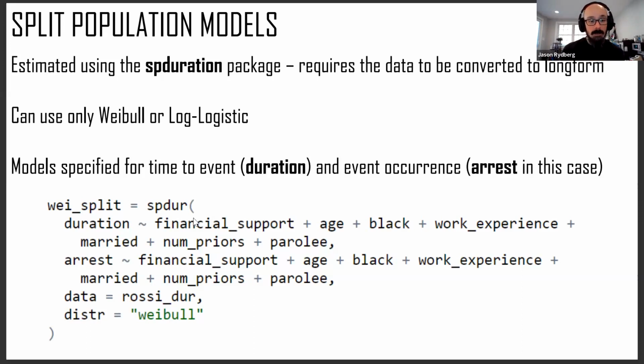I know I talked about it in the last class, but we use the spdur function, so split population duration. We have two different things that are done. Duration is automatically fixed, like that's just the time here, and then arrest is the event, right? We have the same linear function for each of those, and then we use a Weibull for the duration model.